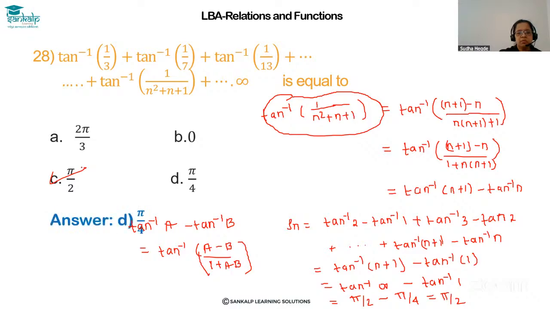Got it right? Option C, it's pi by 2 minus pi by 4. So it is option D, pi by 4 is the correct answer. Pi by 2 minus pi by 4 we have taken. It is option D, pi by 4 is the correct answer. Got it right? Thank you.